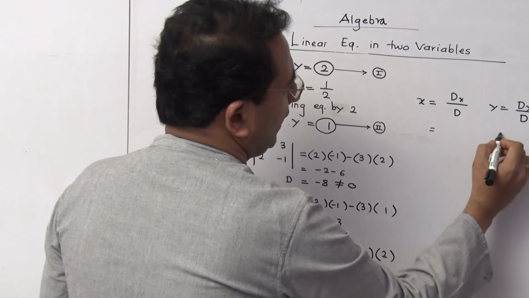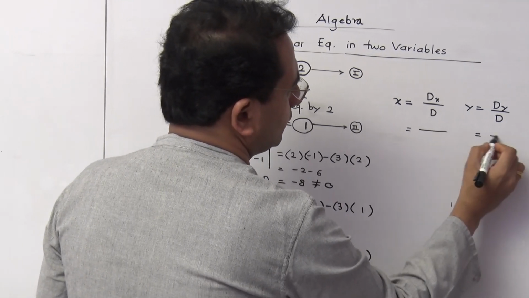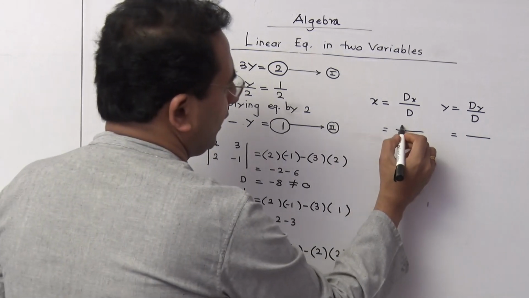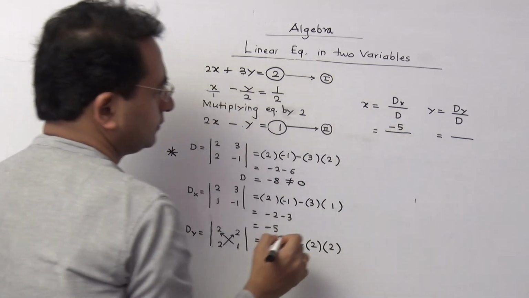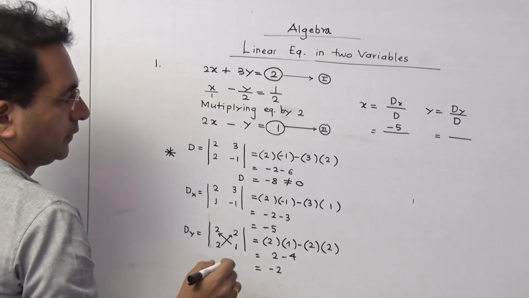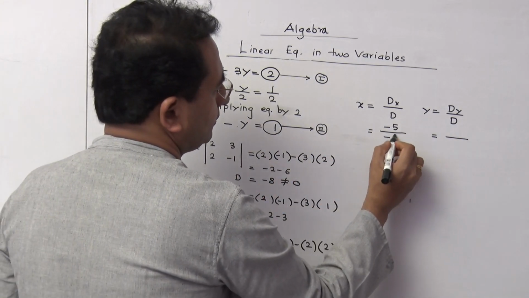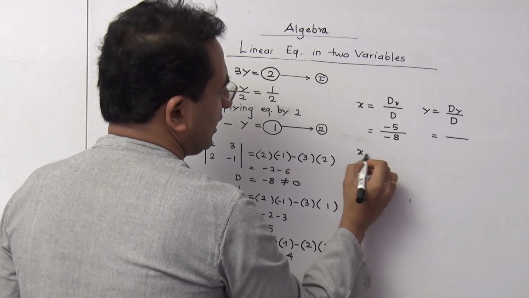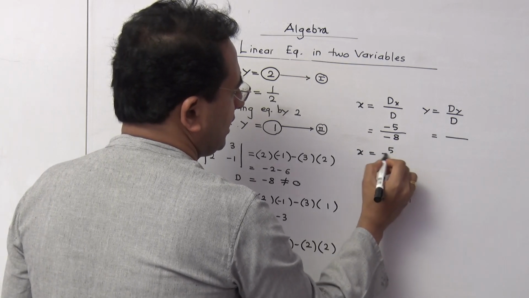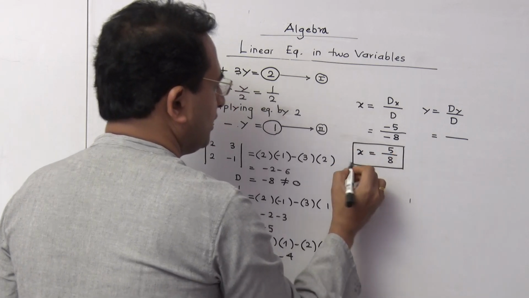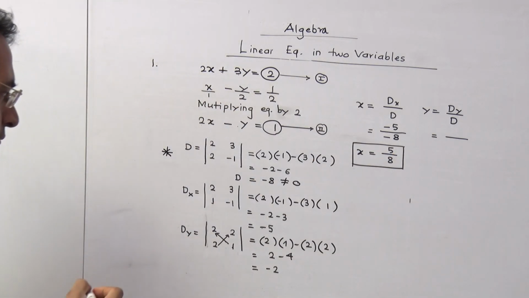Now we will put the values what we have calculated. The value of dx is -5, so I am writing -5 here, correct? And then we are going to have the value of d, that is -8. So minus sign will get cancelled, and you will get the answer x is equal to 5/8. That is the answer what we are getting.